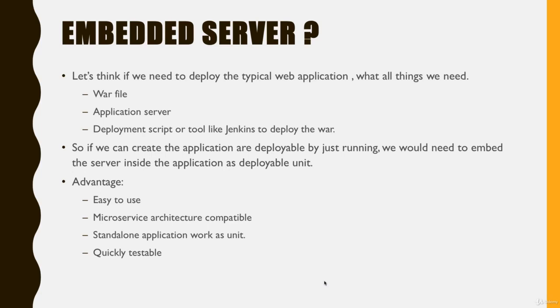So let's think about what we would have to do exactly if we don't have an embedded server. We need to create a web application in the format of a WAR file, and then we have to have application servers like Tomcat, WebLogic, and Glassfish, all those web servers. Then we have to deploy that WAR file. Now for deployment, either I can use scripting or I can use Jenkins to deploy the WAR file. So there are multiple processes.